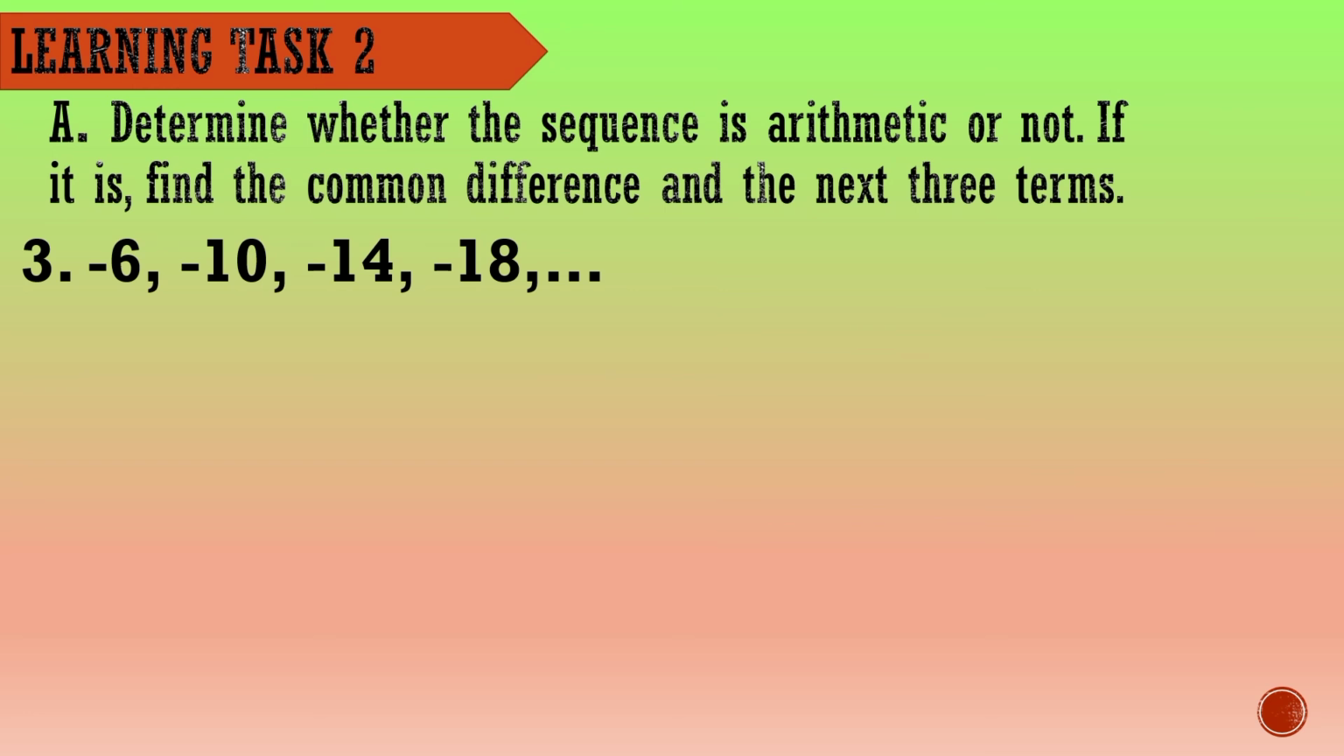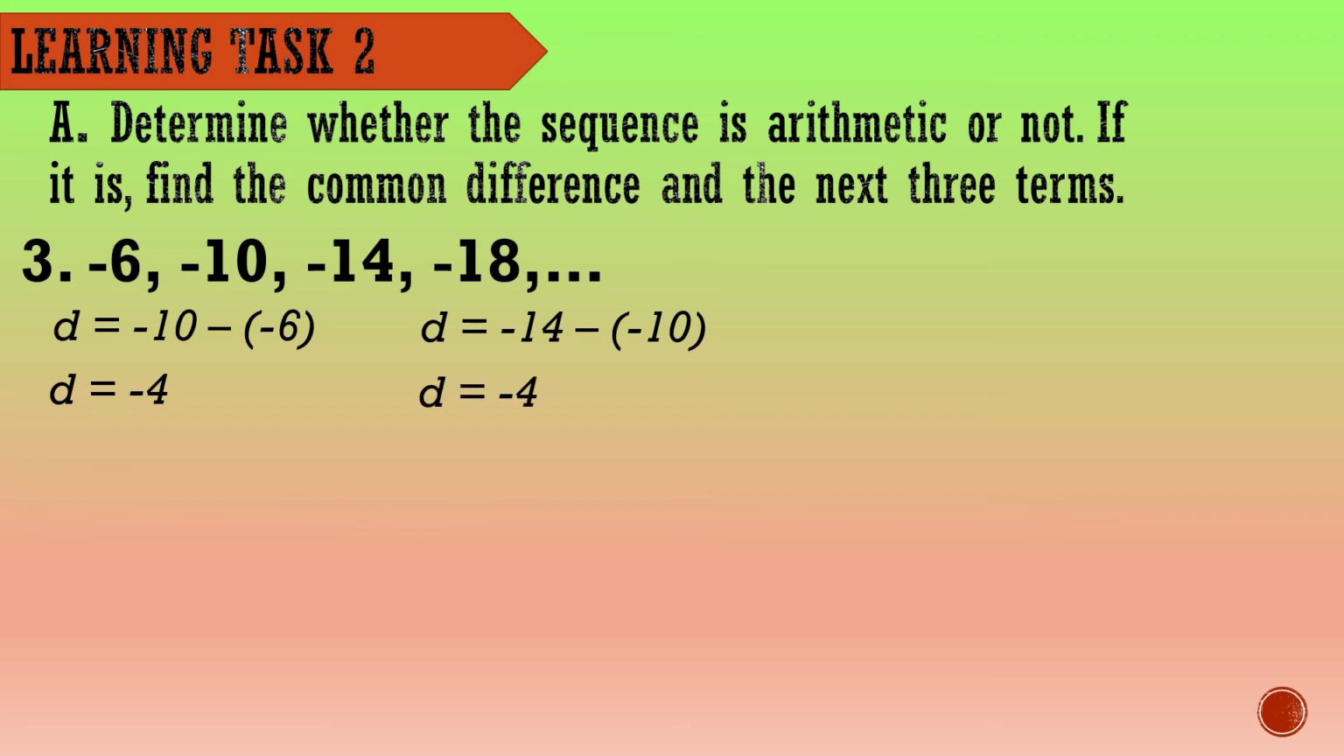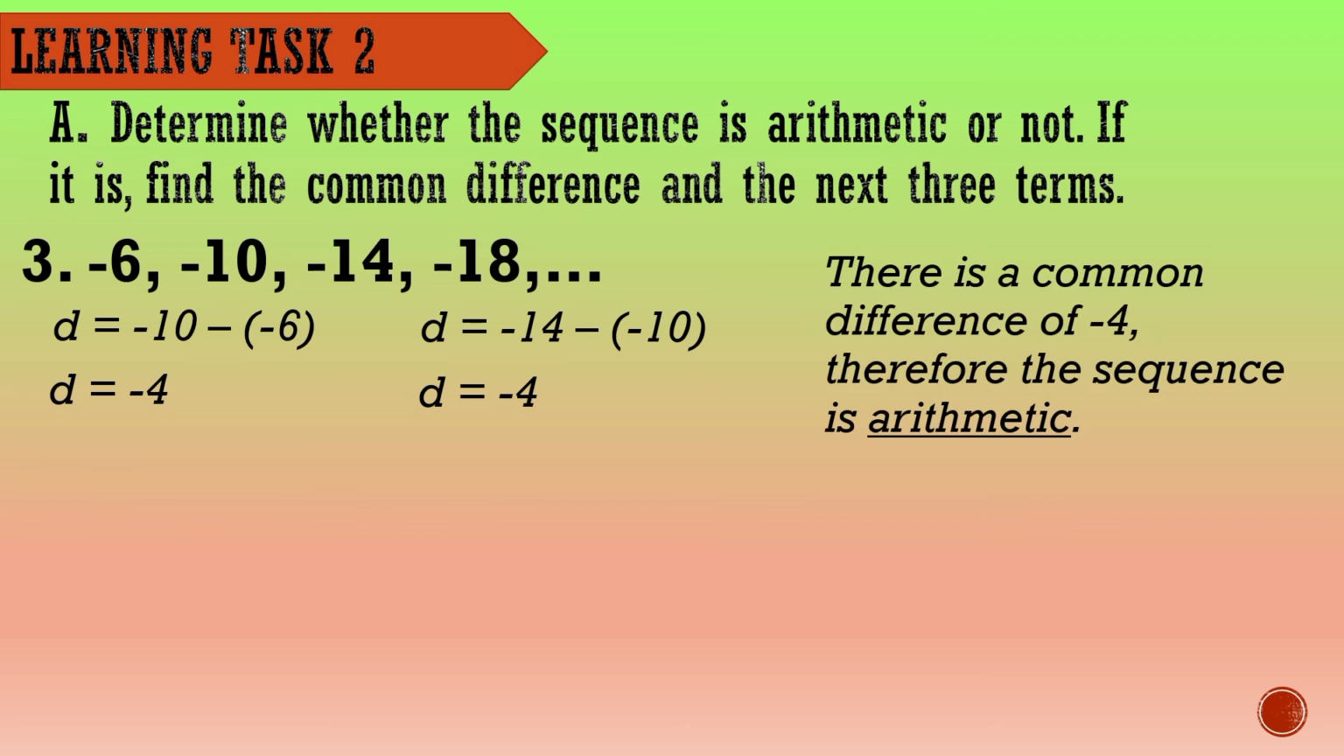Number 3: negative 6, negative 10, negative 14, and negative 18. Let's find the difference. Negative 10 minus negative 6 is negative 4. Negative 14 minus negative 10 is negative 4. The differences are the same. So, there's a common difference of negative 4. Therefore, the sequence is arithmetic.